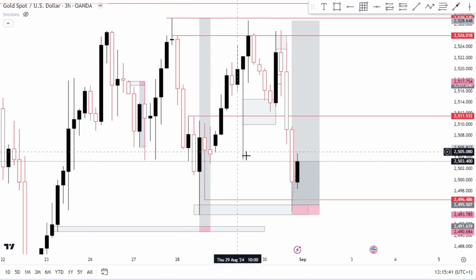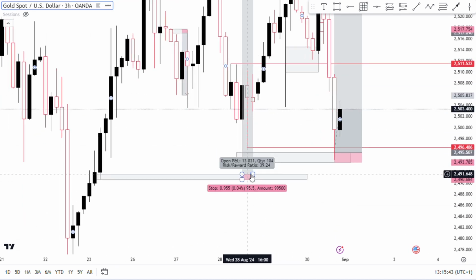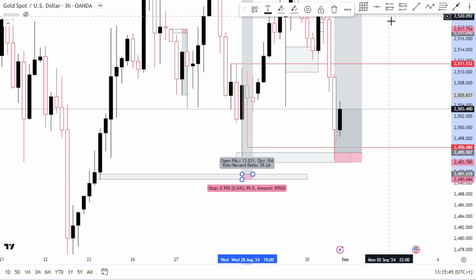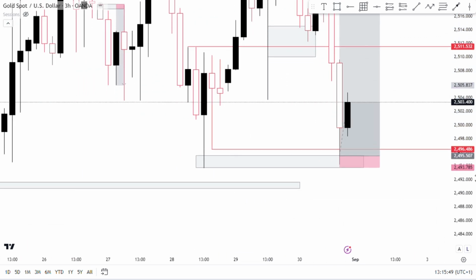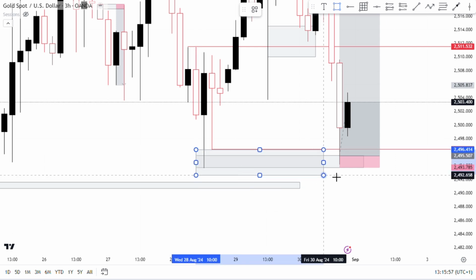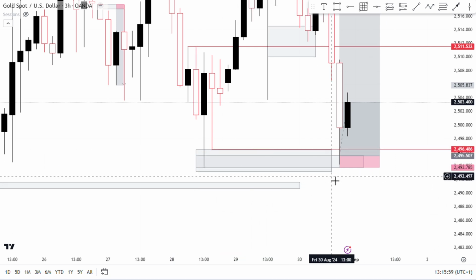So price is not going to respect this particular order block. I think I should delete this trade. Let me just delete it. Okay, so price is not going to respect this particular order block right here. This is the last bearish candle. Price is going to come all the way below it and then respect the next order block. So that is how I was able to see this particular trade.